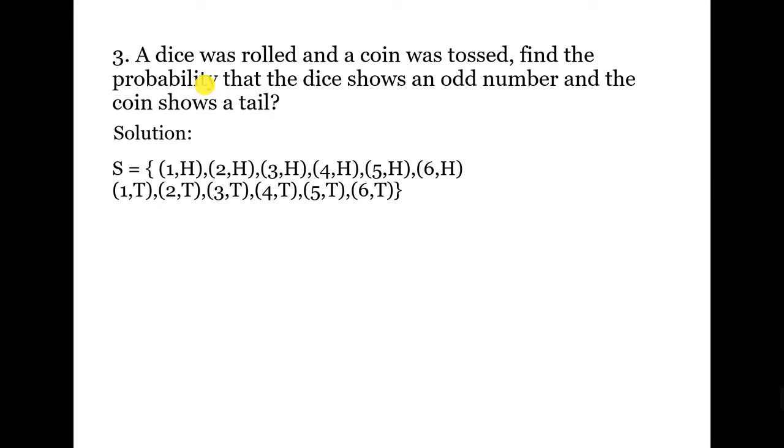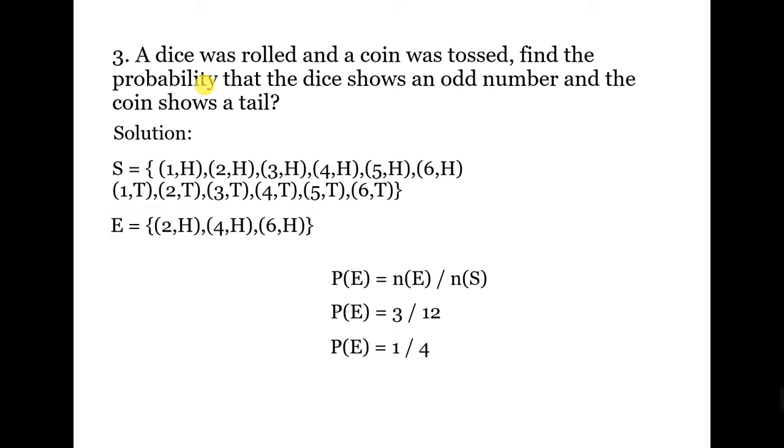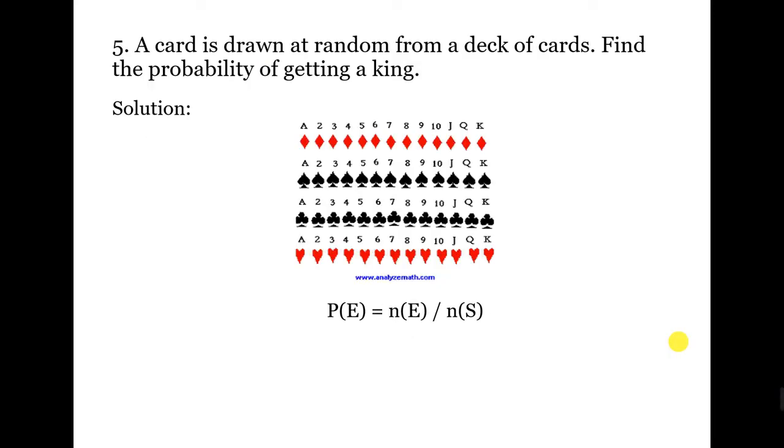So the number of events is only 3 among the sample space. Then we can now directly substitute to the formula. The answer is equal to 1/4 or 25% of the sample space of the experiment. Now how about this kind of problem?